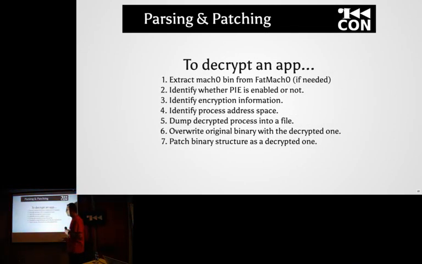So now we are going to see all the steps that we have to do to decrypt a binary in iOS. First of all, check if you are working with a fat Mach-O or a Mach-O. If you are working with a fat Mach-O, maybe you have to extract the Mach-O that you are going to decrypt. Then identify if you have ASLR enabled in the binary, which means that the binary is compiled with PIE. And then just check the information for the encryption. And well, we are going to see all the steps in detail now.